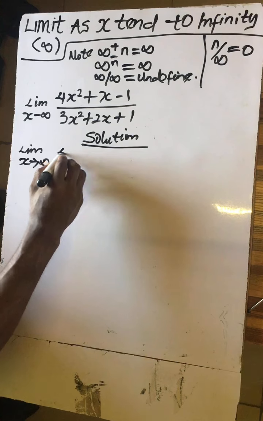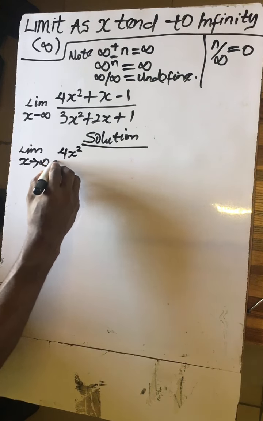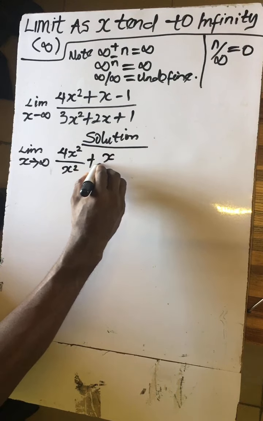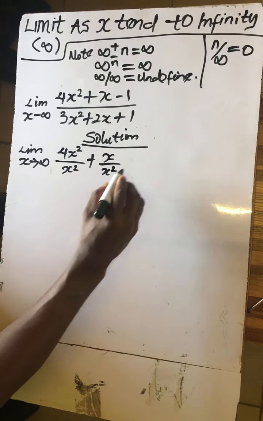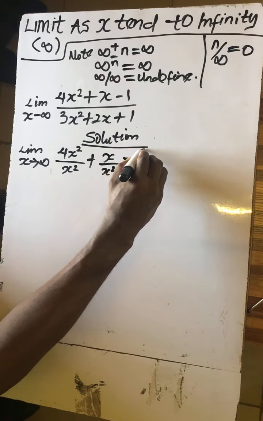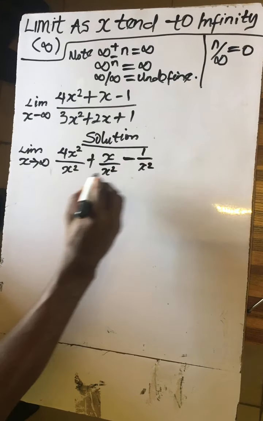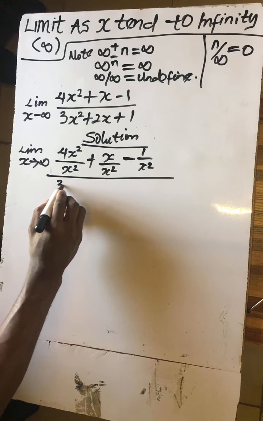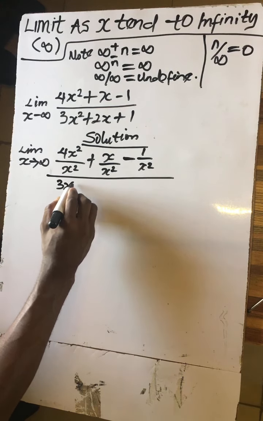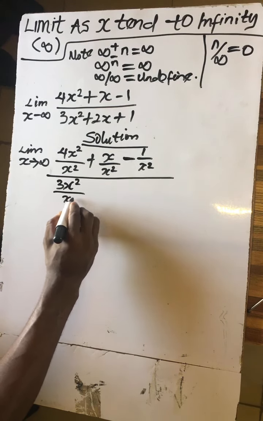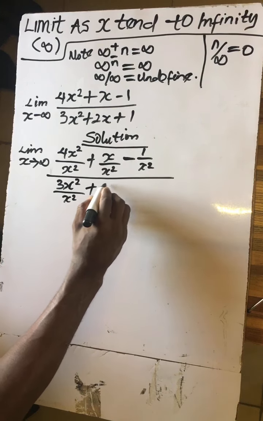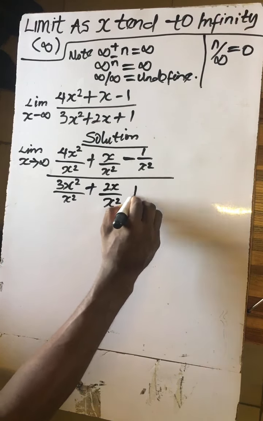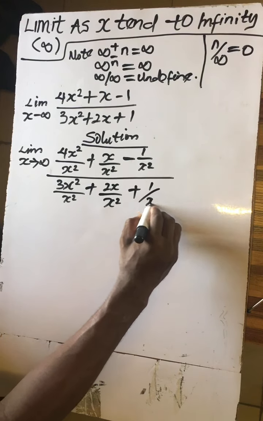So we have 4x squared divided by x squared plus x divided by x squared minus 1 divided by x squared, divided by, we have our 3x squared divided by x squared plus 2x divided by x squared plus 1 divided by x squared.